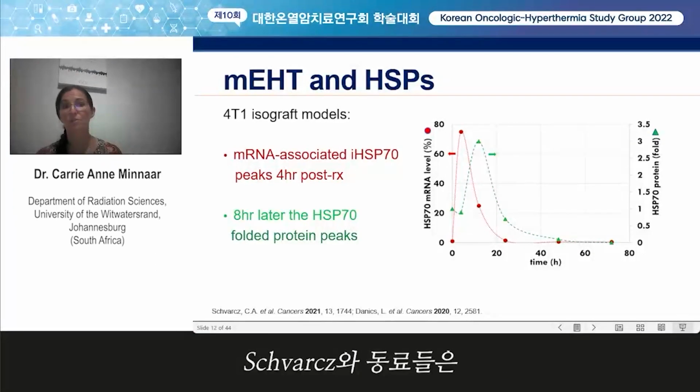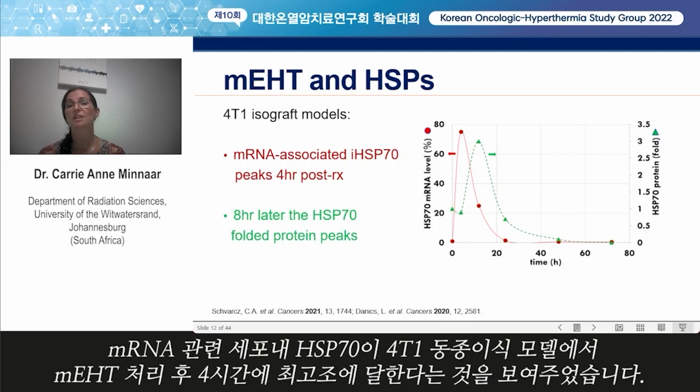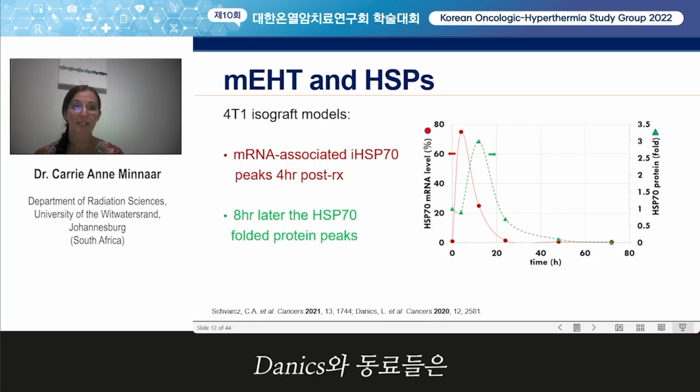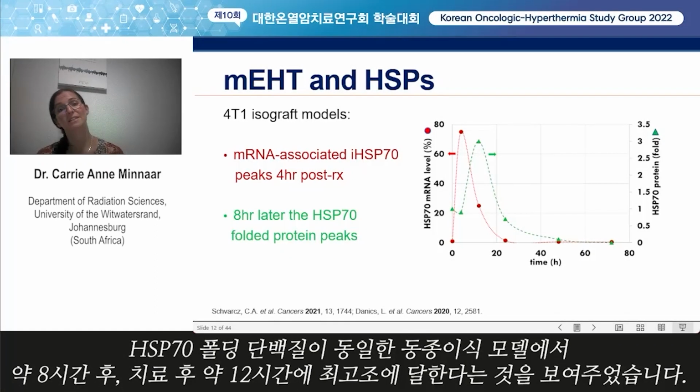So here, for example, Schwartz and colleagues showed that the mRNA-associated intracellular HSP peaks at 4 hours post-treatment, in 4T1 isograft models. Danix and colleagues subsequently showed that HSP70 folded protein peaks 8 hours later, which is at around 12 hours post-treatment. This was done in the same isograft model.